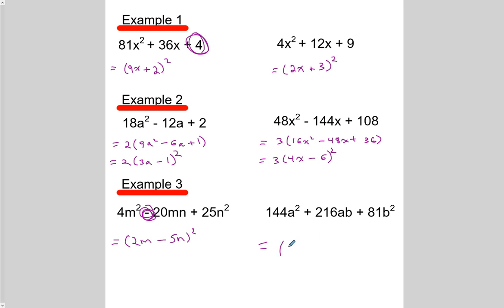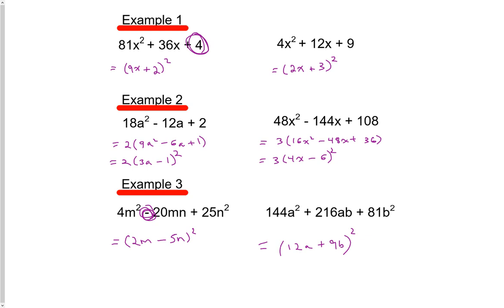The square root of 144 would be 12, so that's going to be 12a. It's all pluses in there, so there's a plus in between them. And the square root of 81 is 9, and the square root of b squared is b. So there we go, 12a plus 9b squared will get us to this final answer. Okay, so that is our perfect square trinomial.